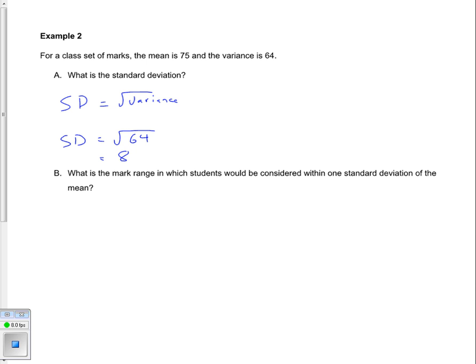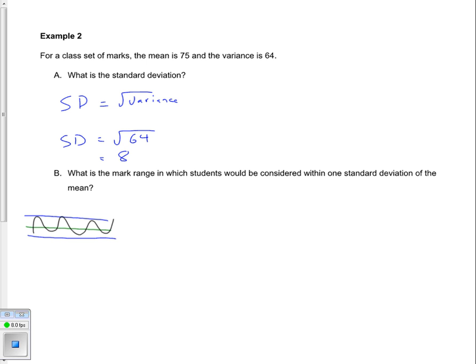Part B here says, what is the mark range in which students would be considered within one standard deviation of the mean? In the example that we had with the dogs, we had an average, or a mean, identified by the green line, and then the standard deviation was above and below that mark, and anything in between was considered one standard deviation inside of that particular data set.